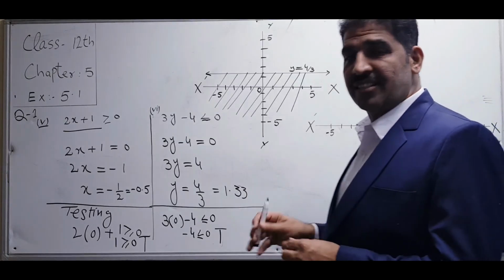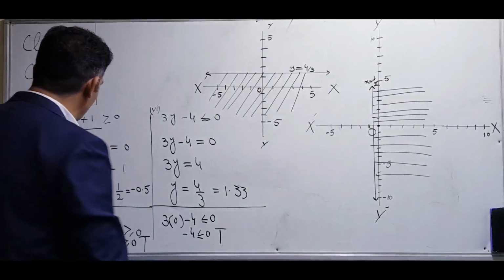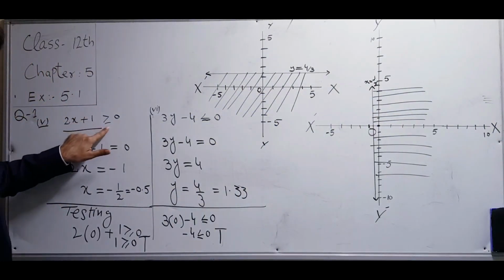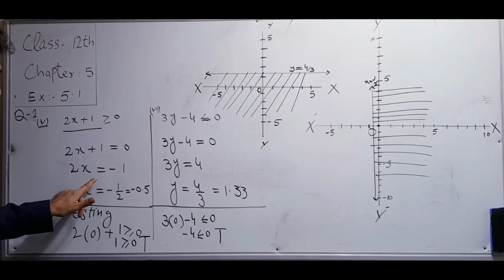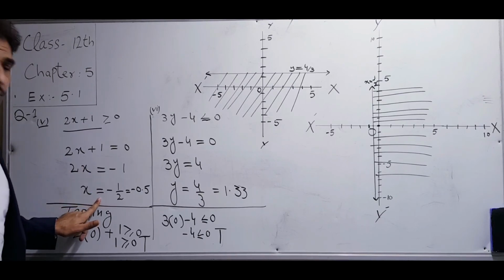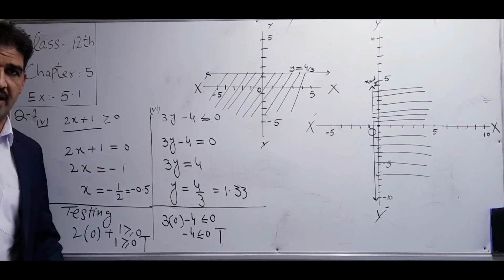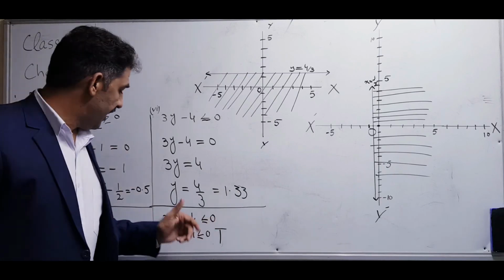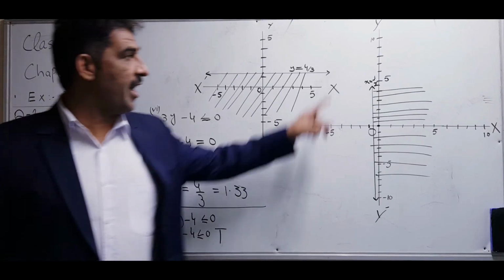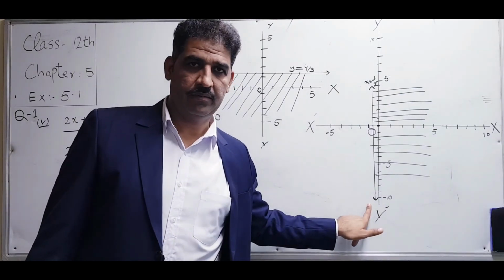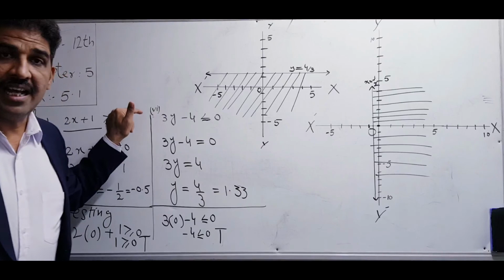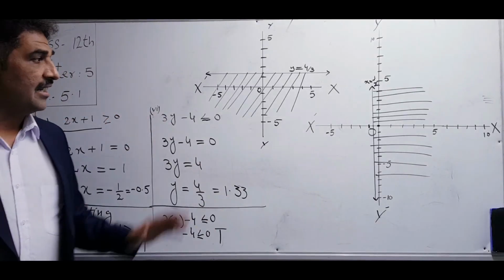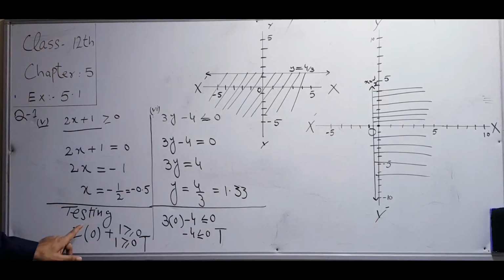Again I repeat the steps. First step, remove the sign of equality, find the value of x or y, whichever variable is given. If x is given, then find the value of x. If y is given, then find the value of y. Draw the line. If the variable is x, the line is parallel to the y axis. If only y is involved, the line is parallel to the x axis. Draw the line. Then testing point, we take the origin.